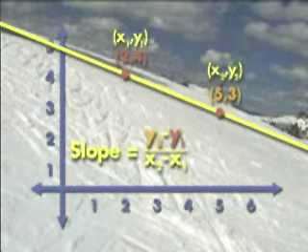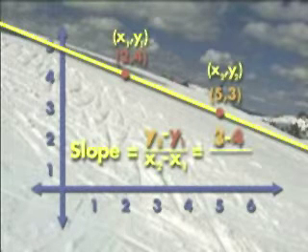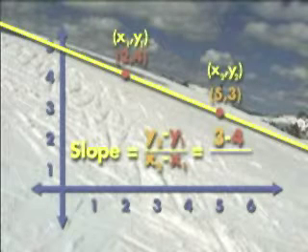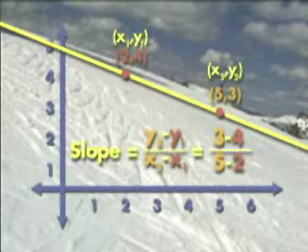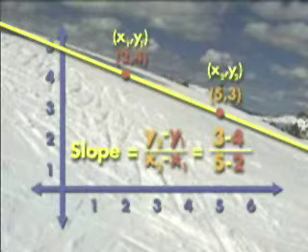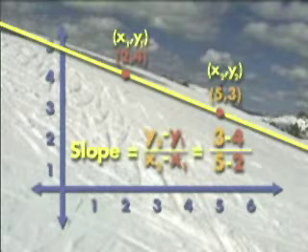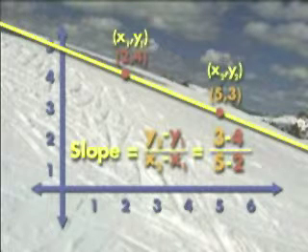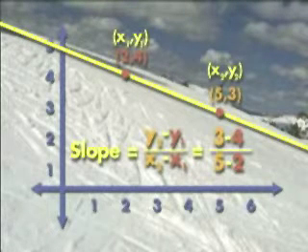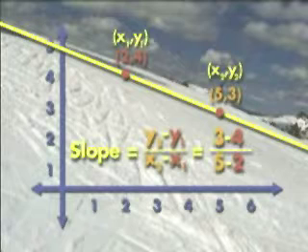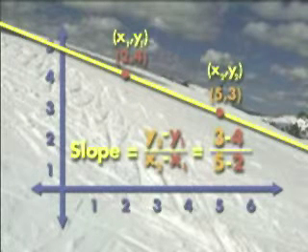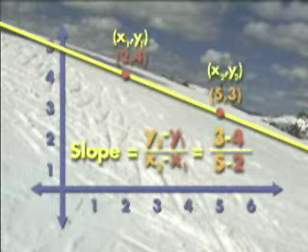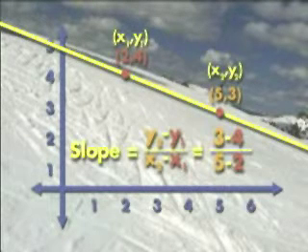y sub 2 minus y sub 1 is 3 minus 4, and x sub 2 minus x sub 1 is 5 minus 2. Notice how the coordinates from point 2 appear first, and the coordinates from point 1 appear second in both subtraction problems, the one in the numerator and the one in the denominator. Keeping this straight is the key to the slope formula.